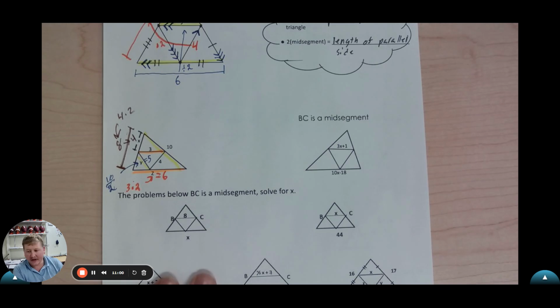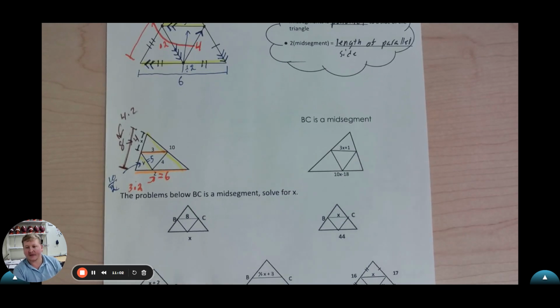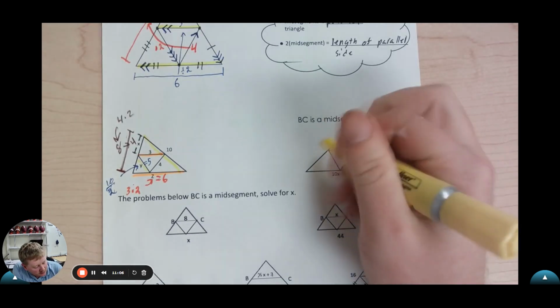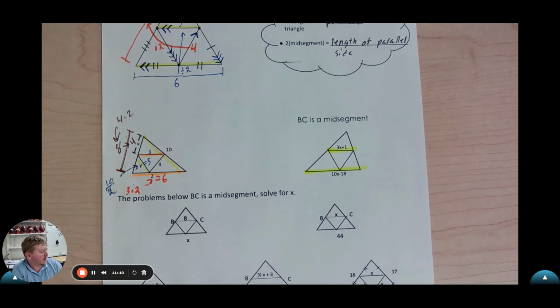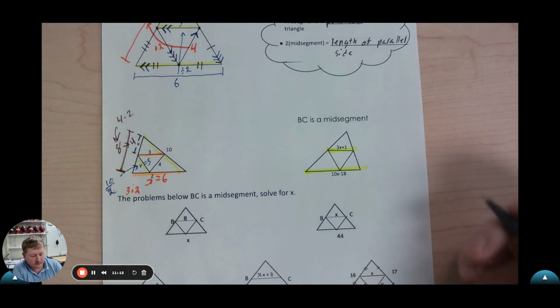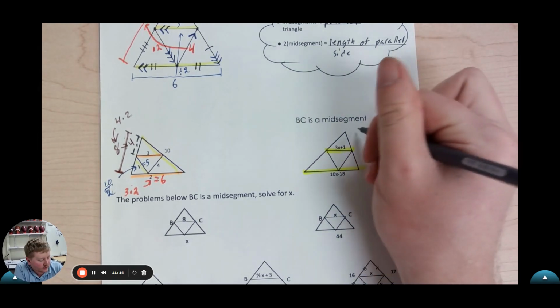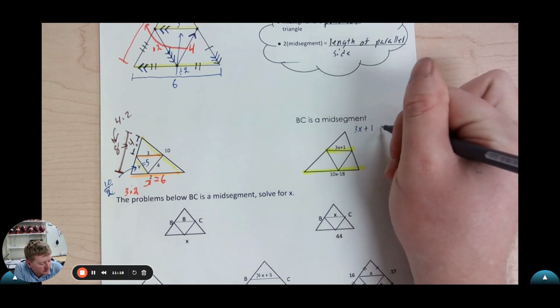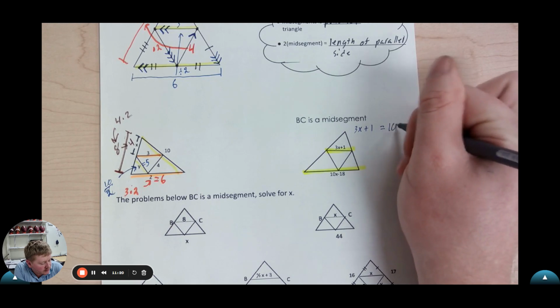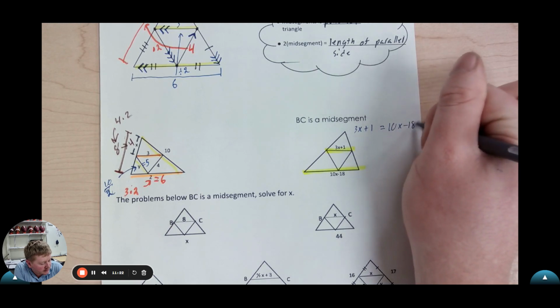So if we look here, first and foremost, this line, I hope you guys would recognize the pair up with this, so we're going to set it up here. And we're going to get 3x plus 1 is equal to 10x minus 18.